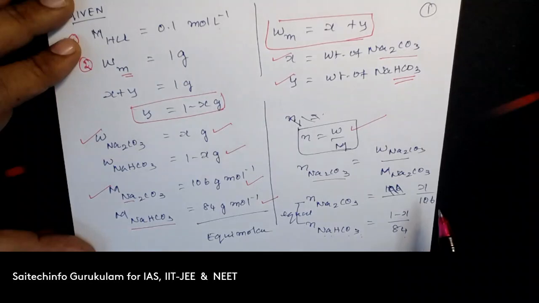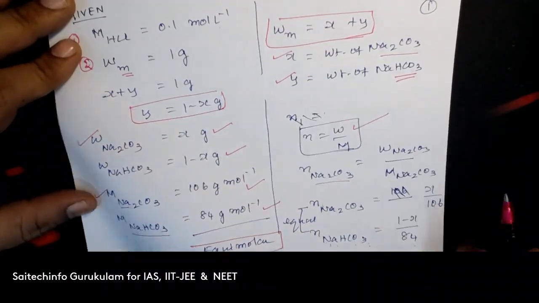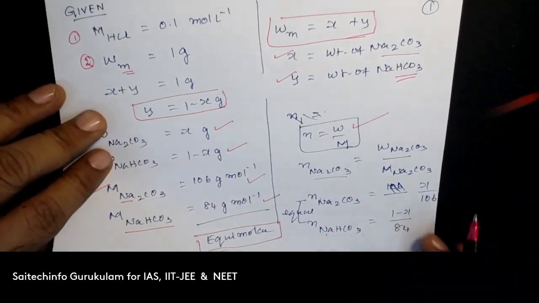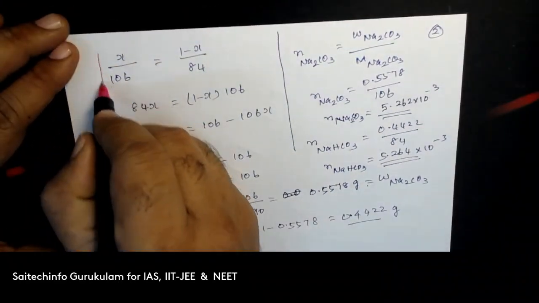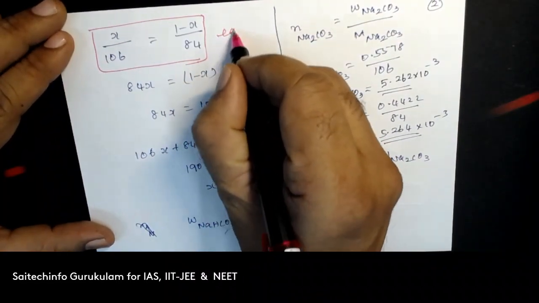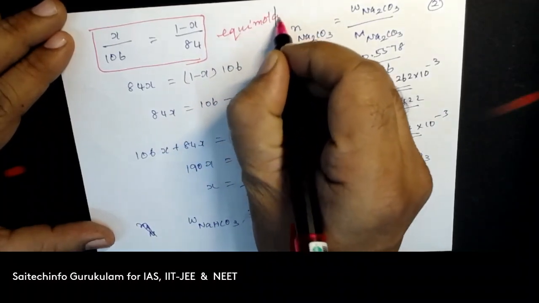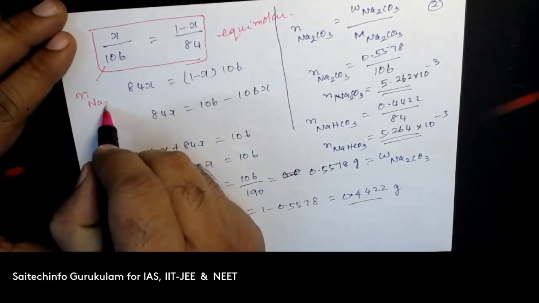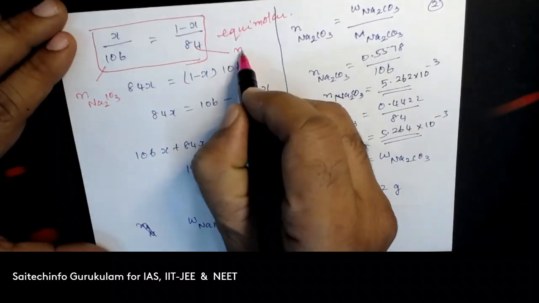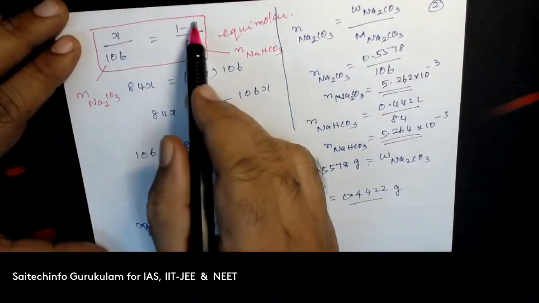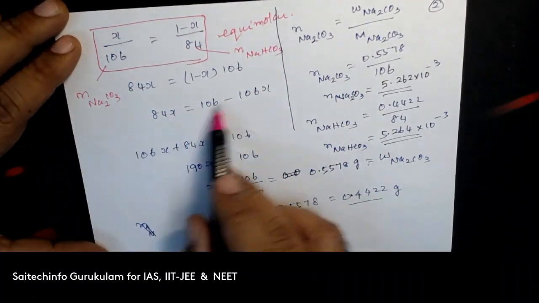Since it is given as equimolar, their moles should be equal. It means X by 106 is equal to 1 minus X divided by 84. So this is the important derivation we get based on the given statement, that is equimolar. This part is the number of moles of sodium carbonate Na2CO3 and this part is the number of moles of sodium bicarbonate. So we can cross multiply and get the value of X based on this equation.